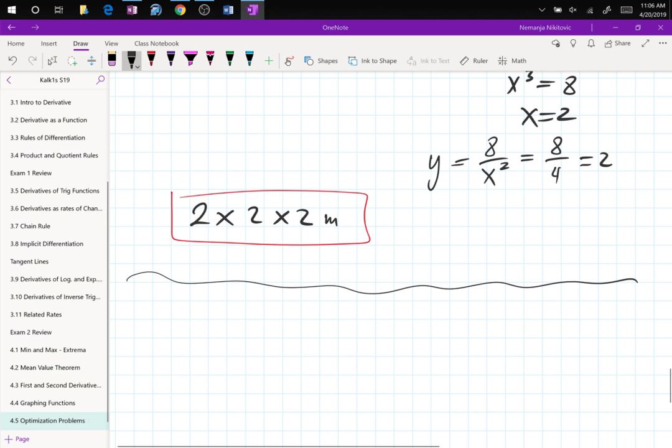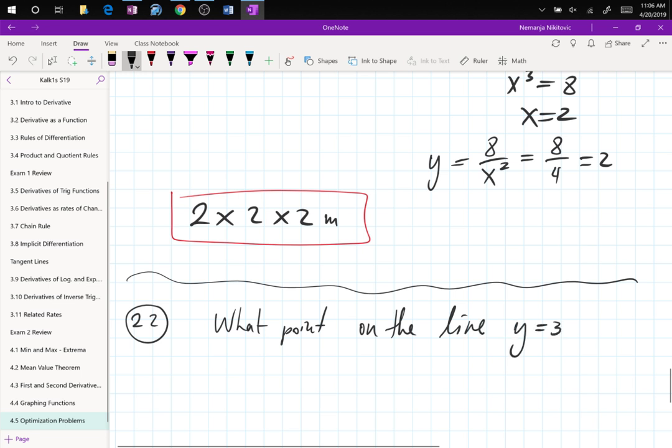Let's see what else. Closest point on the line, 22. What point on the line y equals 3x plus 4 is closest to the origin? This could be anything, could be sine, could be ln, could be any function out there.